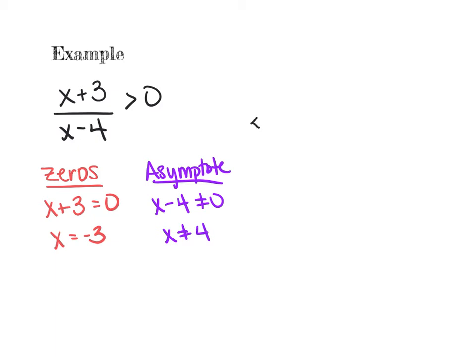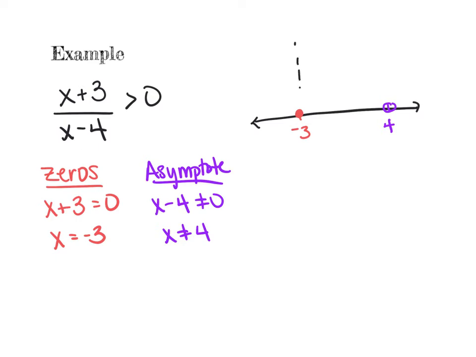And what I do now is I draw a number line. And on that number line, I'm going to put any holes, vertical asymptotes, or zeros. And so here I just have the value negative 3 and the value 4. And the way this works is that at a zero, you're going to put a closed circle because it can equal that number. But at an asymptote, you're going to put an open circle because we know we can't equal that.